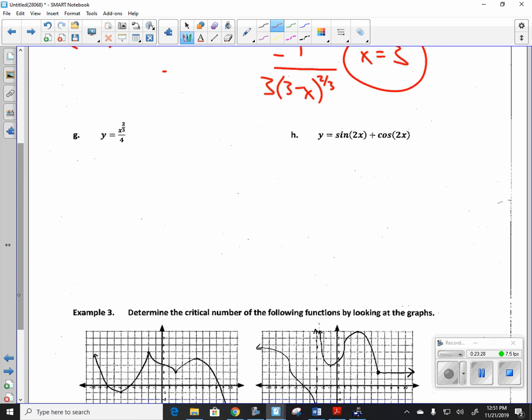The domain of sine is all real numbers. The domain of cosine is all real numbers. So all numbers are in play here. Who can tell me what the derivative of sine of 2x is? Close, not cosine of 2x, but 2 cosine 2x. Why, Ashler? Yeah, you got to use the chain rule. So what's the derivative of cosine of 2x? 2 sine of 2x. I've got to figure out where that's equal to 0.